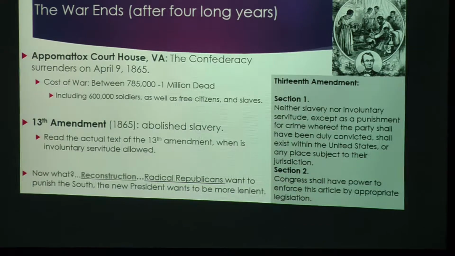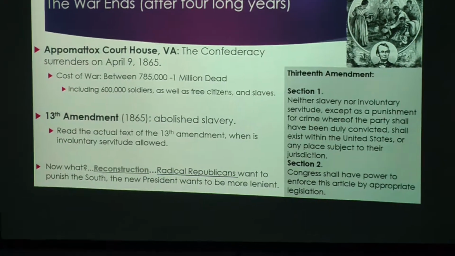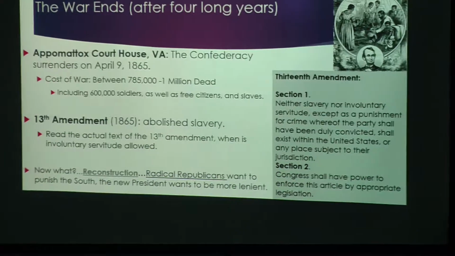So that is the Civil War and the recap leading up from 1852 and through the Civil War in a nutshell. Hope this helps some of you guys.